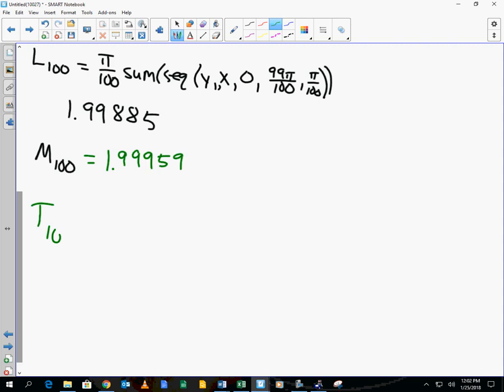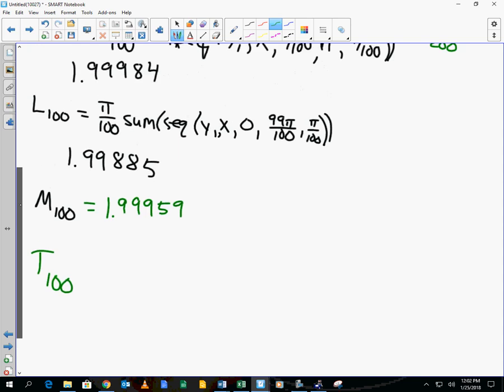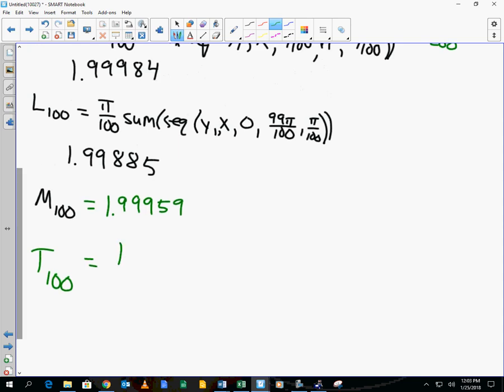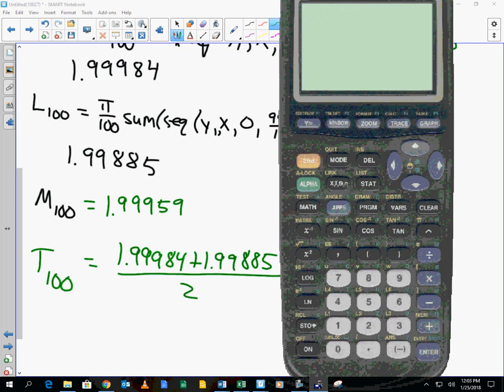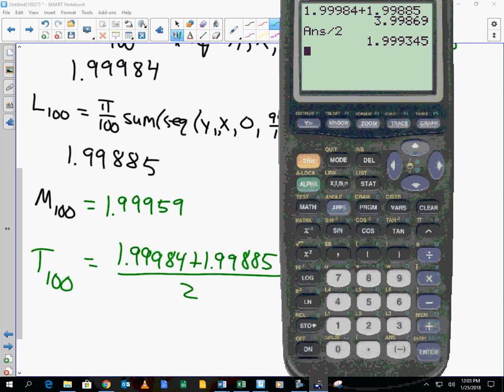How would I do trapezoidal of 100? Yeah, 1.99984 plus 1.99885, and we divide it by 2. 1.99984 plus 1.99885, and I divide by 2, and I get 1.99935.